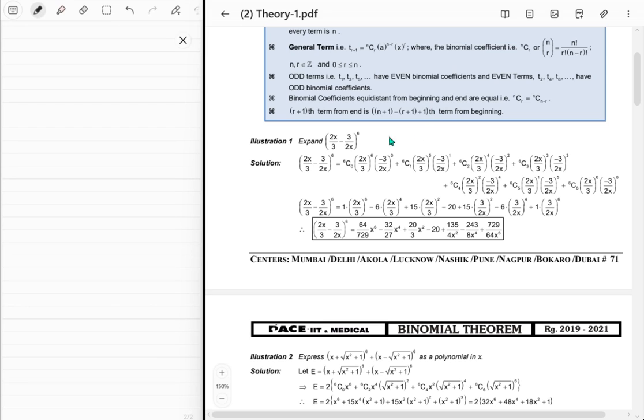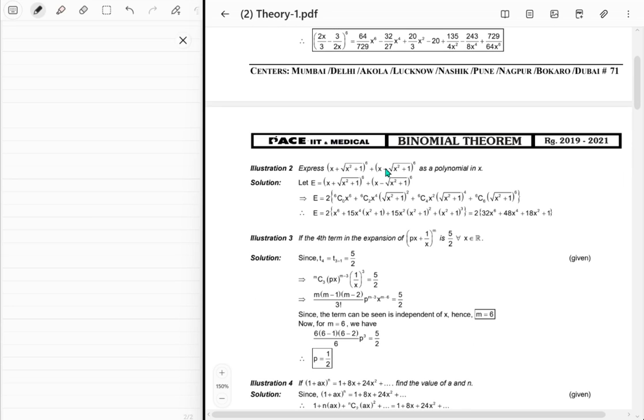Okay, now they have given us some kind of example: (2x upon 3 minus 3 upon 2x) to the power 6. Yeah, you could do that. Sure. So it's a lot of calculation, really. I mean, why would somebody want to do this? Calculate like 7 terms individually, and then why? It's just so unnecessary. Okay, whatever.